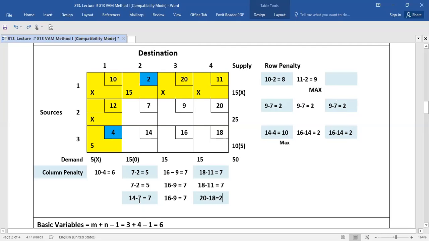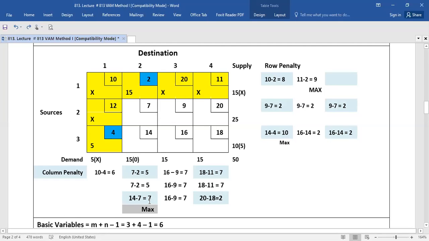You will see for the next allocation which penalty is maximum. Here the penalty is 2, here the penalty is 2, here is also 2, here the penalty is 7, here the penalty is 7. You have 2 penalties which are equal. It is up to you which penalty you select for your allocation. I have selected this penalty for my next allocation and am showing it as the maximum in this way. You may take this 7 or this 7. This is the maximum.